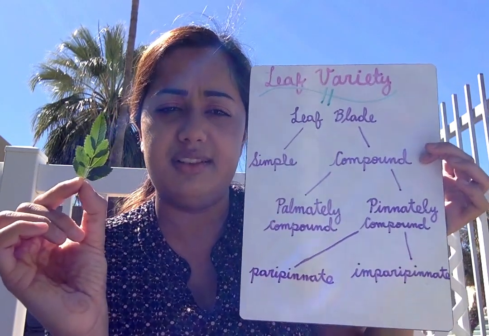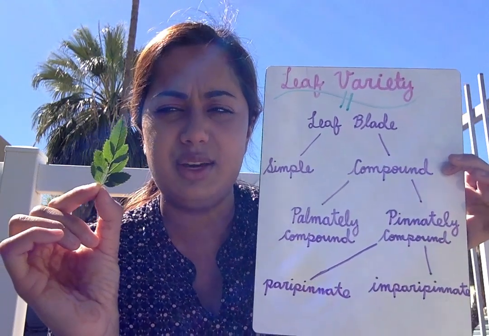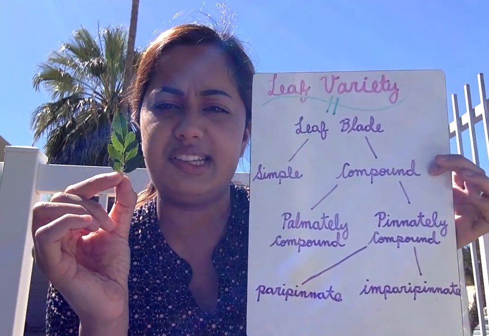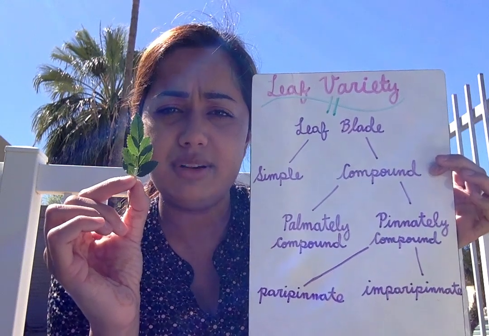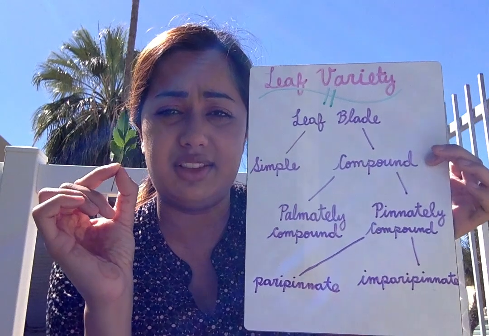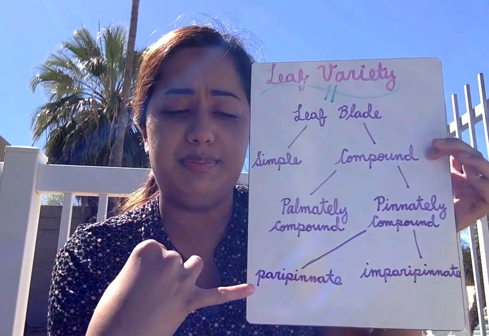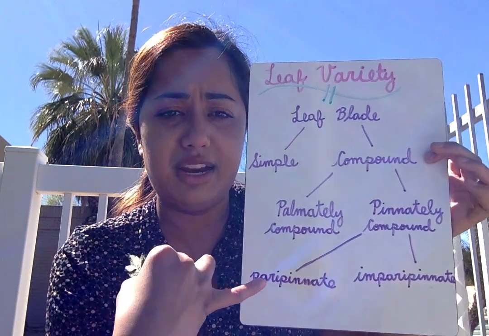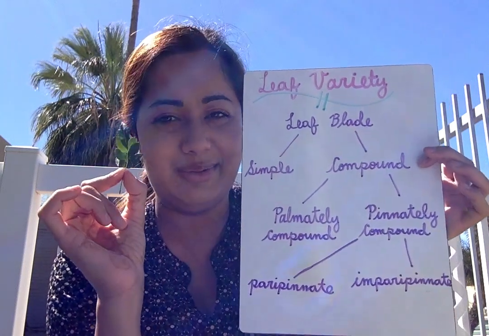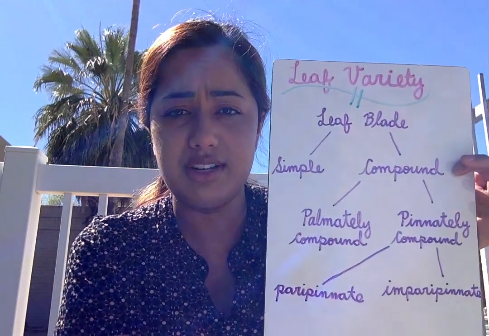Then I'm going to ask myself, is it imparapinnate or parapinnate? Well, I'm going to ask myself, does this leaf have one leaf at the top or a pair of leaves at the top? Looks like this one only has one leaf at the top. So I know that this leaf is an imparapinnately compound leaf.